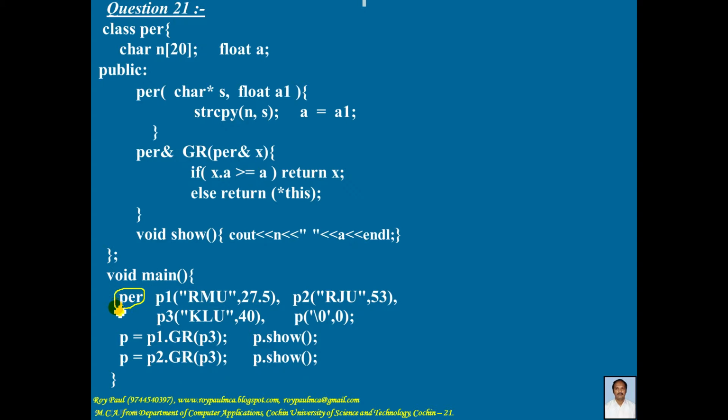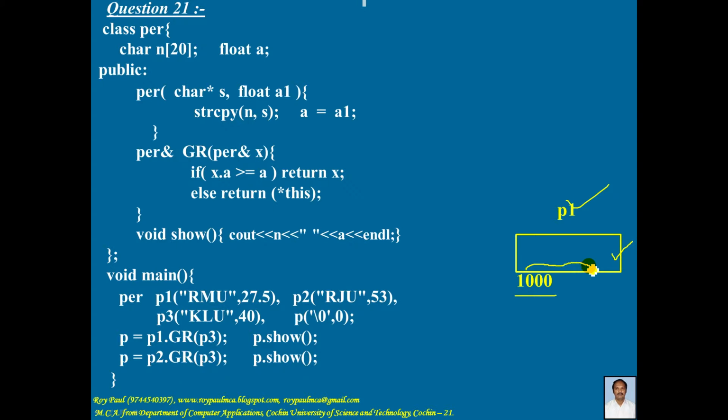PER is the name of a class you can see. So certainly P1 is an object of this class. If an object is encountered, two things are there to be done. One, memory should be allocated for this object. You can allocate memory like this: name, content and some address.